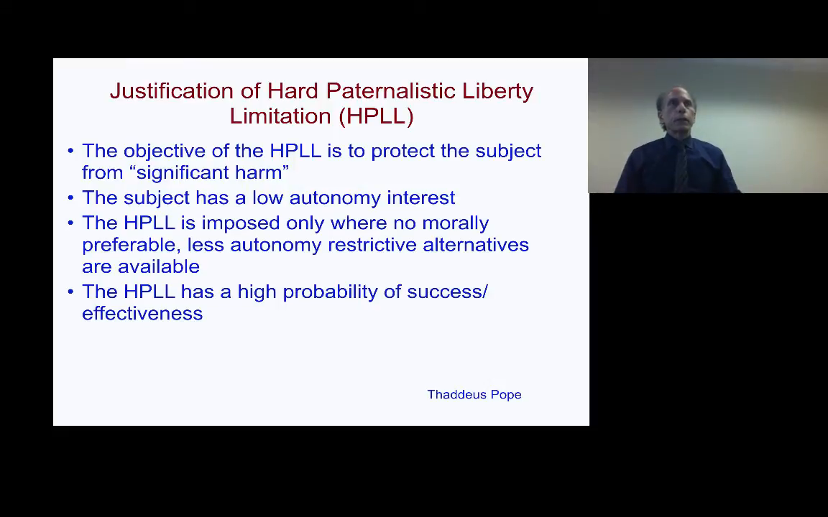This slide shows the necessary requirements to justify a hard paternalistic liberty limitation. And this would include the following. The objective of the hard paternalistic liberty limitation is to protect the subject from significant harms. The subject has to have a low autonomy interest in the action. The paternalistic action is imposed only where no morally preferable, less autonomy restrictive alternatives are available, and the paternalistic action has a high probability of success or effectiveness.